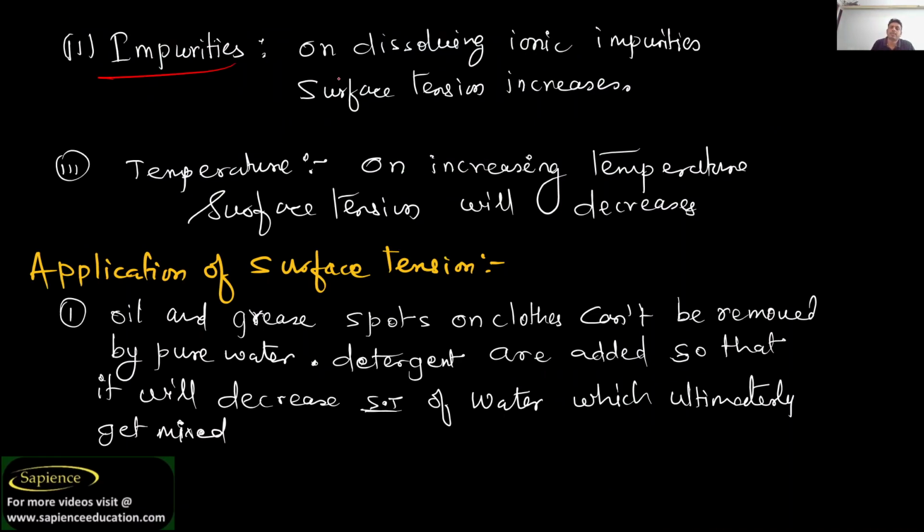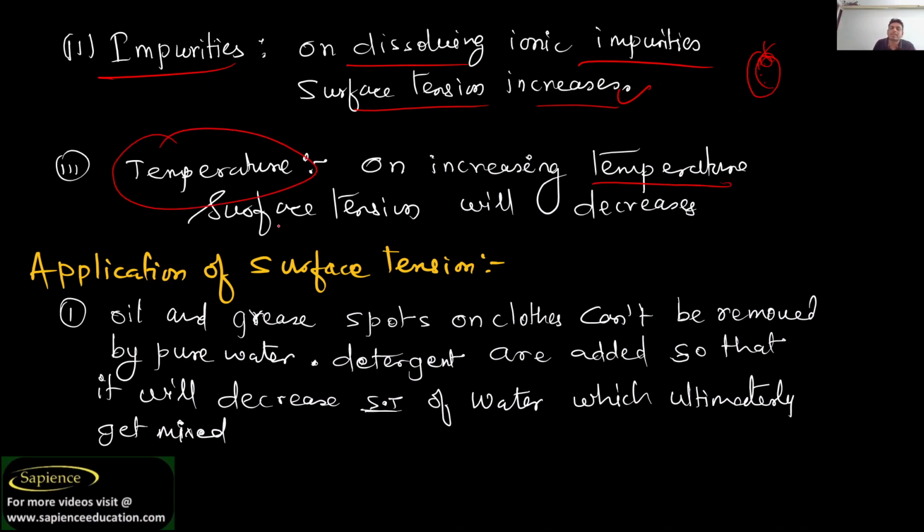Impurities. On dissolving ionic impurities, surface tension increases. The more the impurities, or ionic impurities, the more the surface tension will increase. Now if I talk about temperature, on increasing the temperature, surface tension will decrease. Why so? Because cohesive force will decrease, right? So these are the factors.